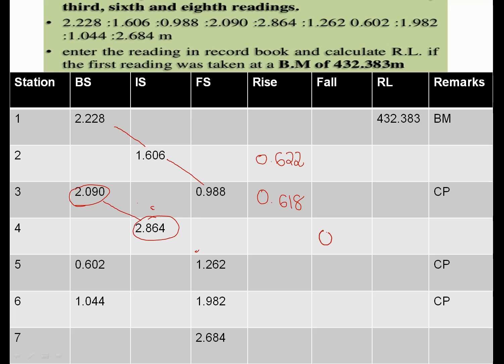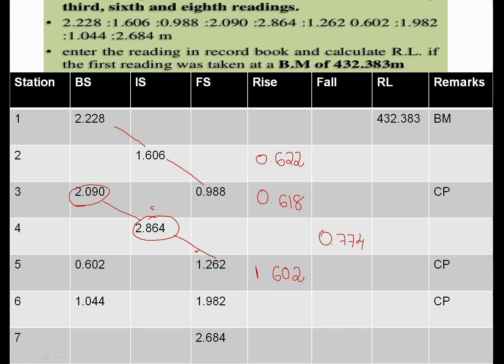So the value will be 0.774. You can find the difference between these two values and book it in the fall column. Then again, what is the next consecutive reading? 2.864 minus 1.262, and the value will be 1.602. Since it is positive, we are booking it in the rise column.